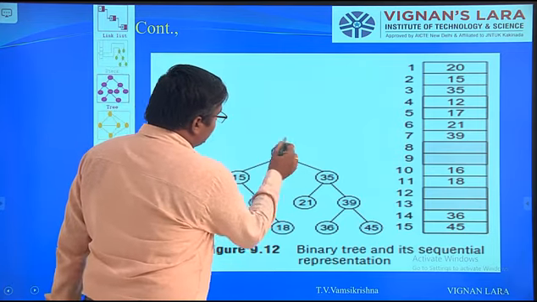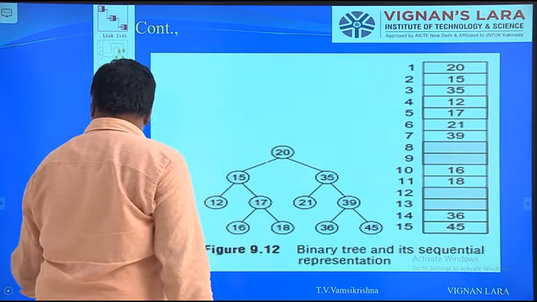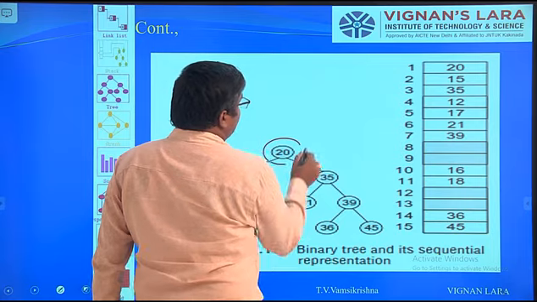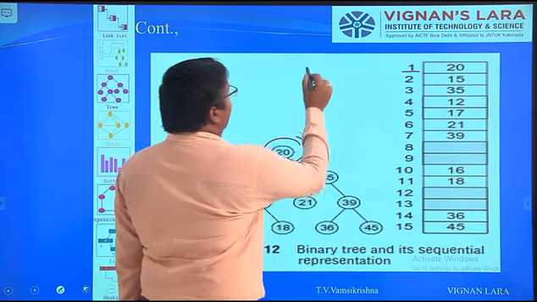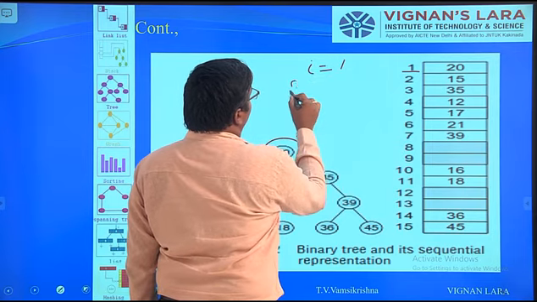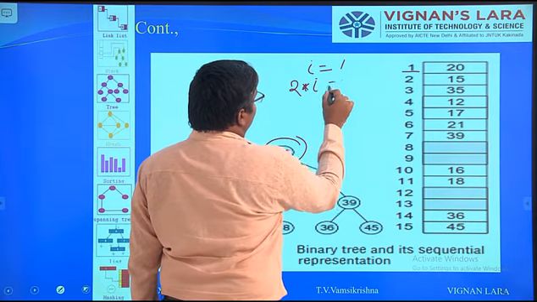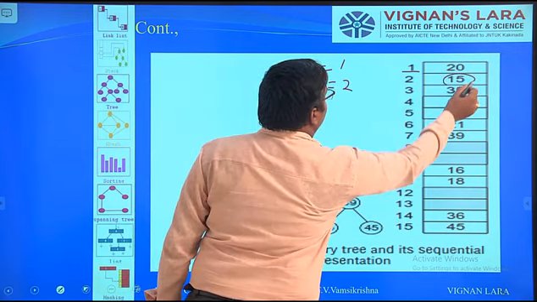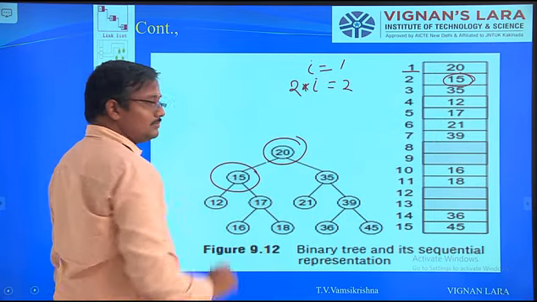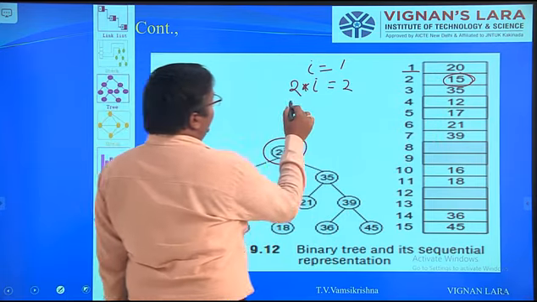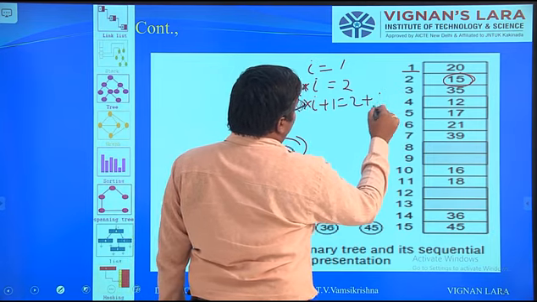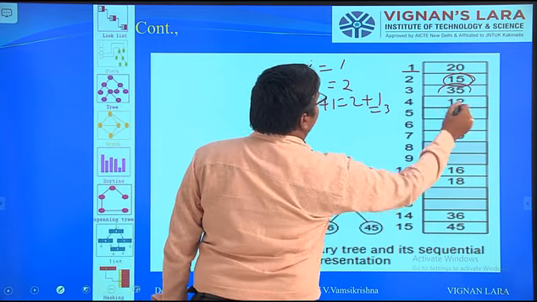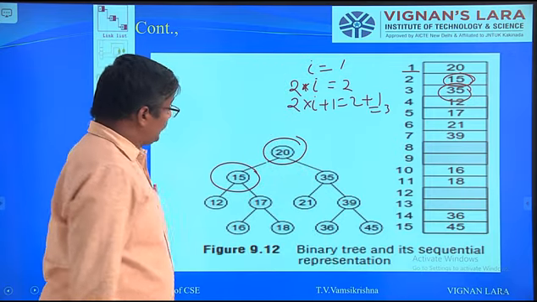Say suppose here 20 is in the first location, so here i value is 1. So 2i is 2, which means 15. 15 is the left child. Similarly, 2i plus 1 means 2 plus 1, which is 3, so 35. 35 is the right child.